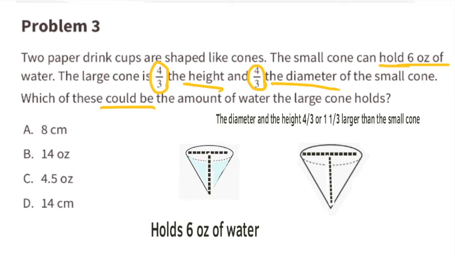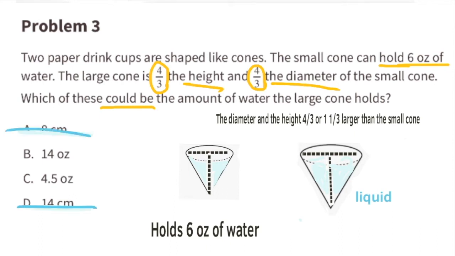We also know that the height of the larger cone is also 4/3, or 1 1/3, larger than the height of the smaller cone. Looking back at the question, it asks which of these could be the amount of water the large cone holds. Since the large cone is larger than the smaller cone, and the smaller cone holds 6 ounces of water, there's only one choice here that could be true, and that would be 14 ounces.